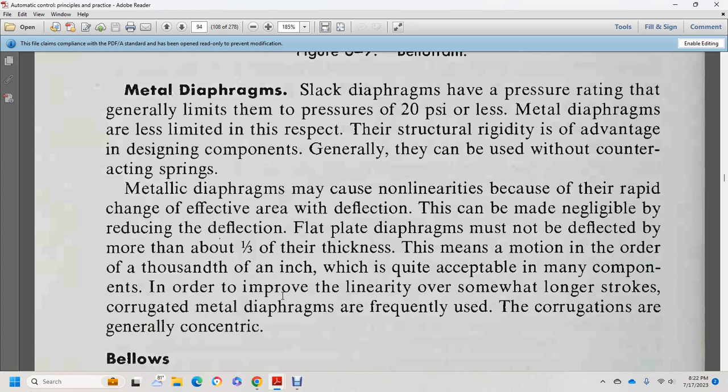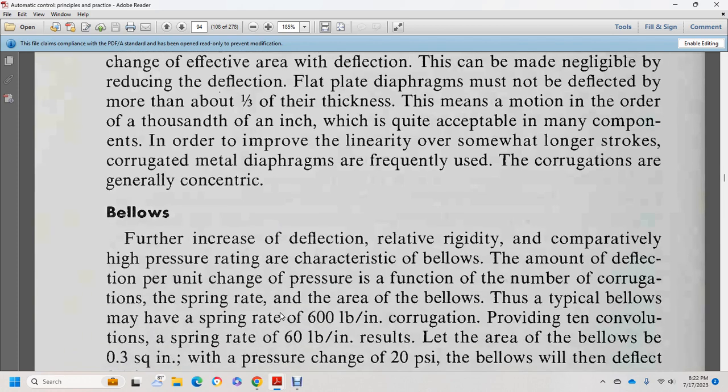Metallic diaphragms become nonlinear with the rapid change in the effect within the deflection, which may be made negligible by reducing the deflection for a plate, but the diaphragms must now be deflected by no more than 1/3 of their thickness, for the means of a motion in the order of a thousandth of an inch, which was quite unacceptable to many of the components. In order to improve the linearity over somewhat longer strokes, corrugated metal diaphragms are frequently used, but the corrugations are generally concentric.